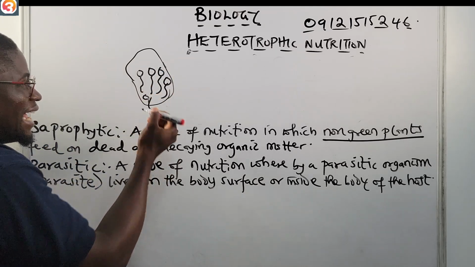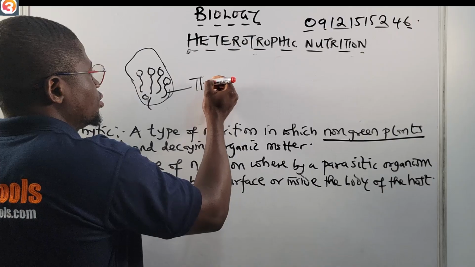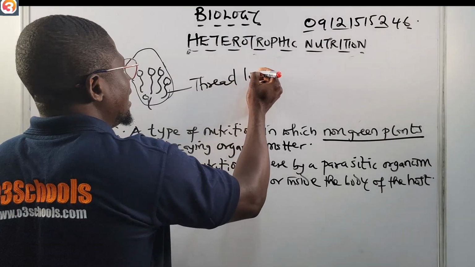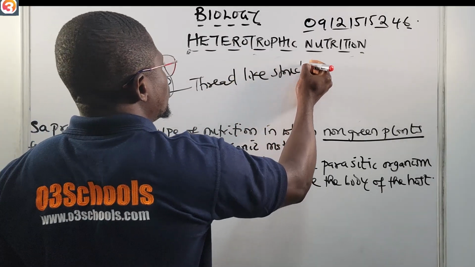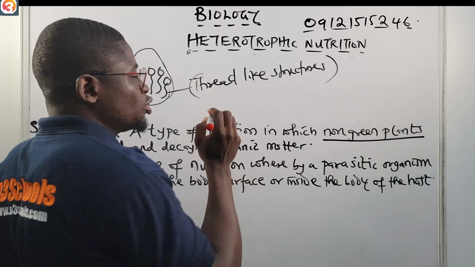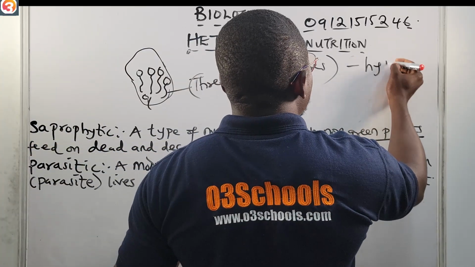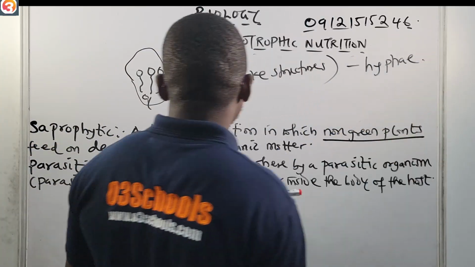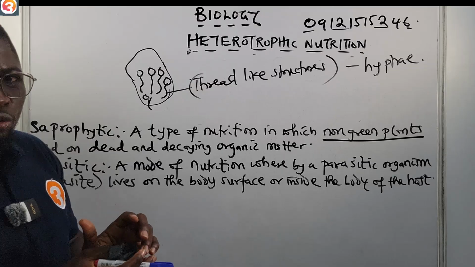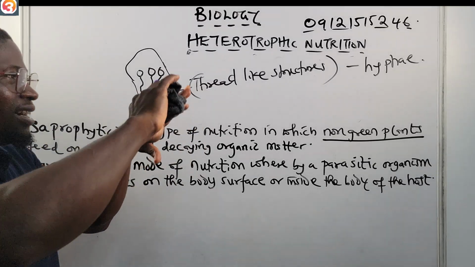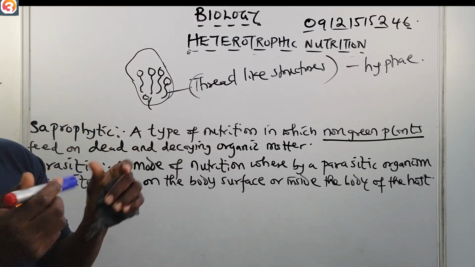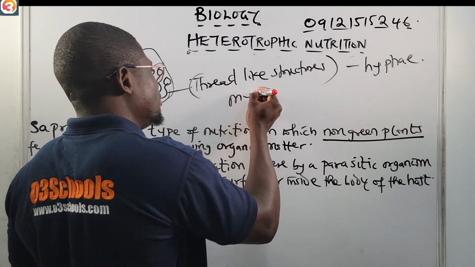They have thread-like structures. These thread-like structures are called hyphae. And when these thread-like structures called hyphae come together, we call them mycelium.